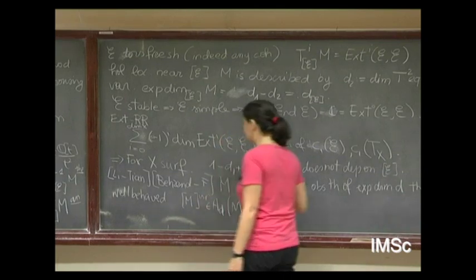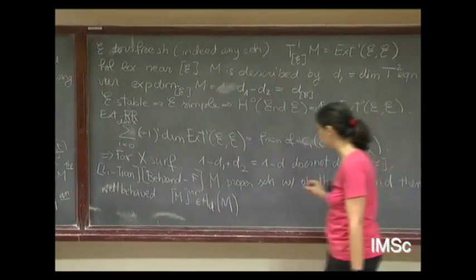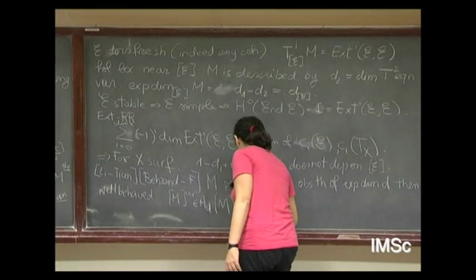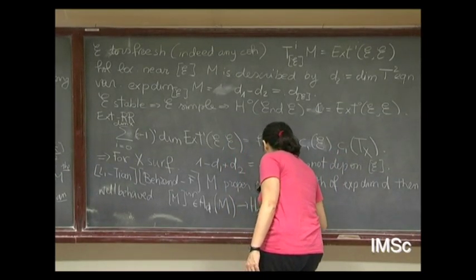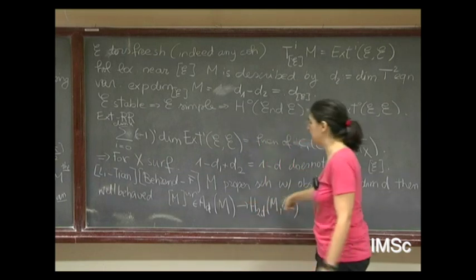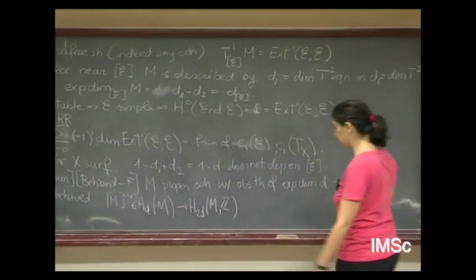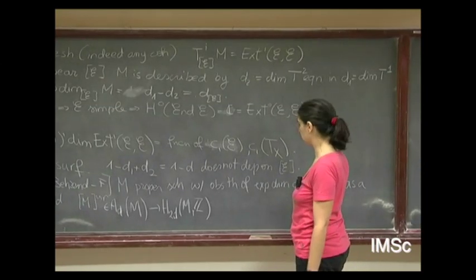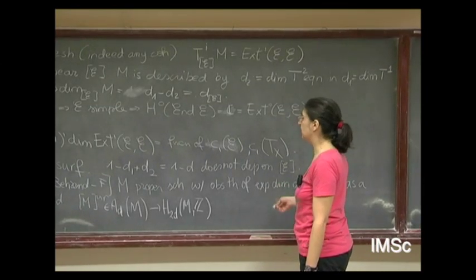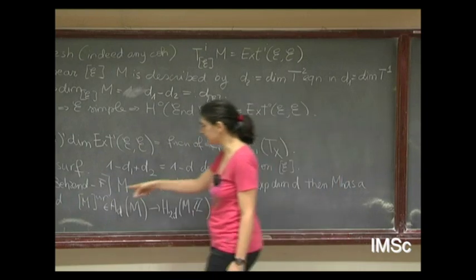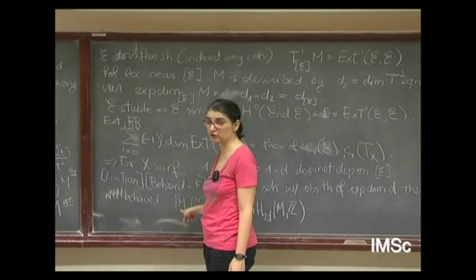So, this is just the usual fundamental homology class, or if you want, this is inside H2D of M. You can view it in the Chow group, or you can view it in homology. Yes. So the point is, this class, if one wants to be precise, depends on the choice of the obstruction theory.